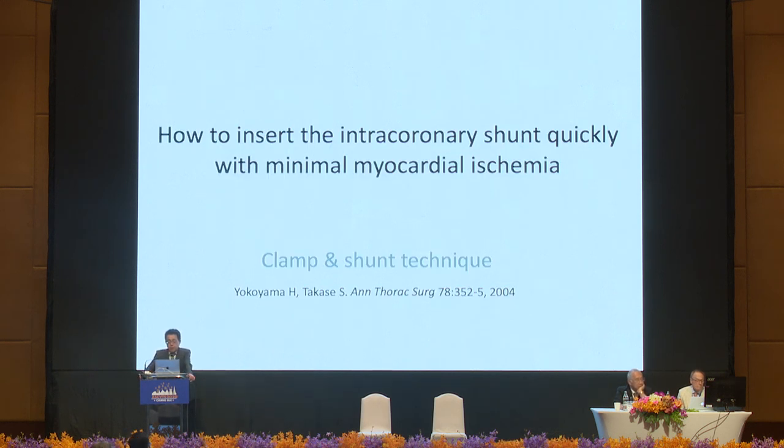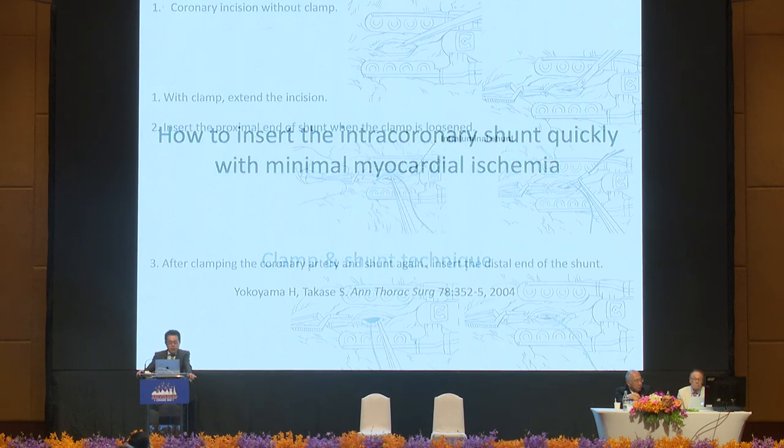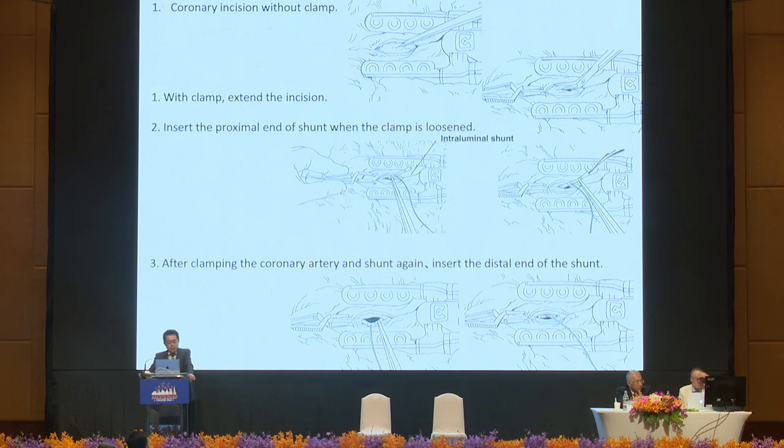So let me show you one tip on how to insert the intracoronary shunt quickly with minimal myocardial ischemia. First, the coronary incision is made, and the Dietrich clamp is applied on the proximal coronary artery. Insert the proximal end of the shunt and clamp the Dietrich clamp again to fix the shunt. Then the surgeon puts the other side of the shunt into the distal portion of the coronary artery. It's very easy and quick.